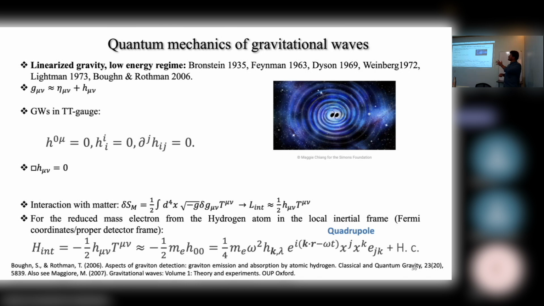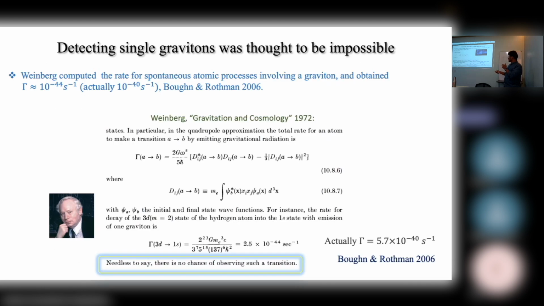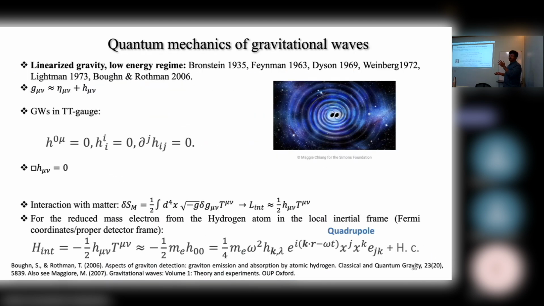So one has to compute the interaction Hamiltonian. That follows from the definition of the energy momentum tensor as the variation of the matter action with respect to the metric. Essentially computing that, one gets a quadratic Hamiltonian, for example, if we consider an electron in the hydrogen atom. So we see that this is a quadratic type of interaction. That is, essentially going back to this quadrupole oscillator type of behavior when the gravitational wave passes through.